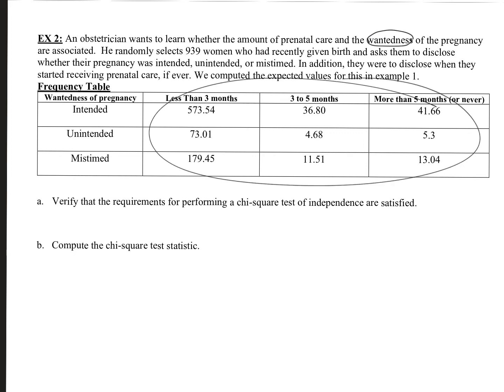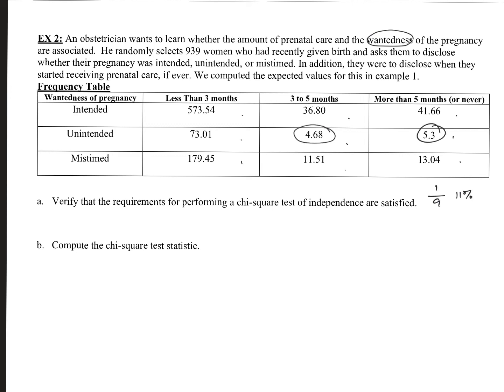These were the values that we computed in example 1. So we've already found the expected frequencies. Now let's go ahead and test them. First, though, we need to verify the requirements for performing a chi-square test of independence are satisfied. Well, let's see. We do have one value that is less than 5, but let's make sure that this is not greater than 20%. So how do we figure that out? Well, we have 1, 2, 3, 4, 5, 6, 7, 8, 9 values. So 1 out of the 9 are less than 5. What is 1 out of 9? That's about 11%. So we're good.